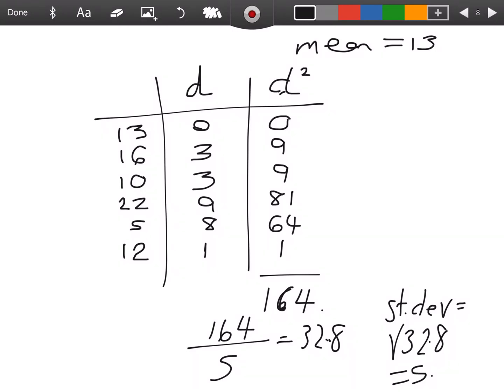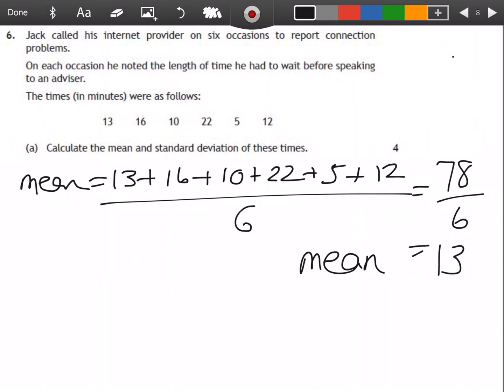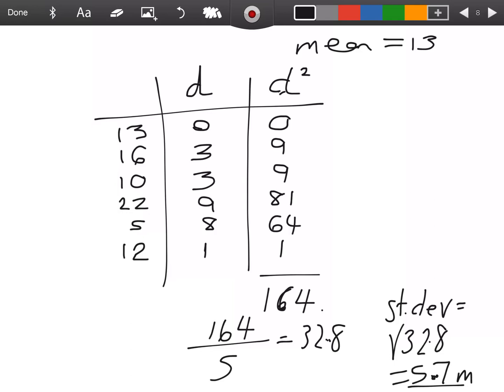And I would go back and double check. Does it mention anything about rounding? I don't think it does. Let's go back and check. Calculate the mean and the standard deviation of the times. These are the times he's been on this call for in minutes. So that's 5.7 minutes. The mean was 13 minutes. That's the average time he was on the calls for, or that average time he was waiting for his call to be answered, actually.